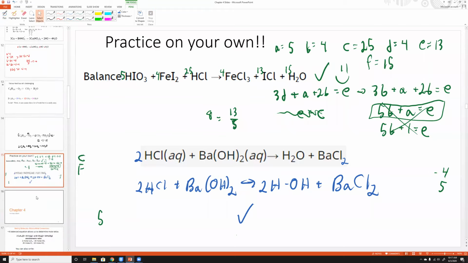So, okay. Let's do limiting reactant. How about that? Are there any questions on balancing? If you get these, you get every one of them. So, yeah. All right, let's do some limiting reactant.